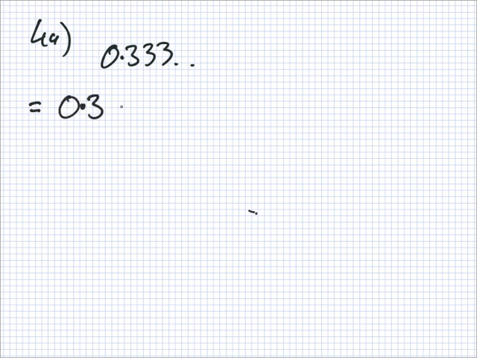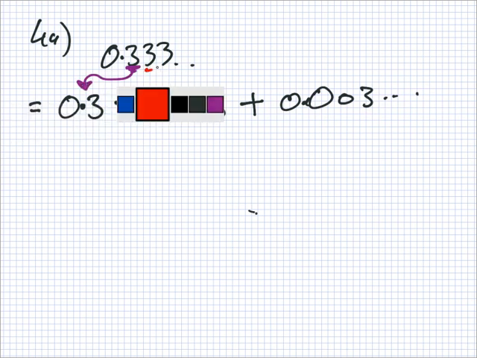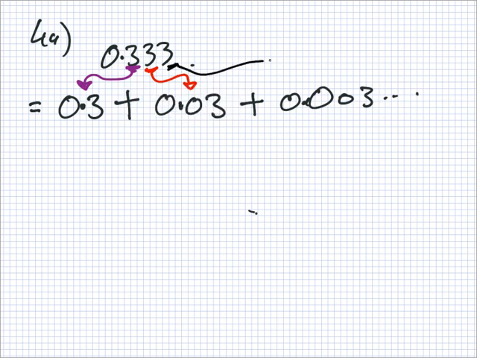So you'll have 0.3 plus 0.03 plus 0.003. So just to be clear, I basically took out this digit and put it there, and this one was represented by that, and then this one here represented by that, and so forth. Okay? So you get what I'm doing? I'm separating out the decimal into many decimals.